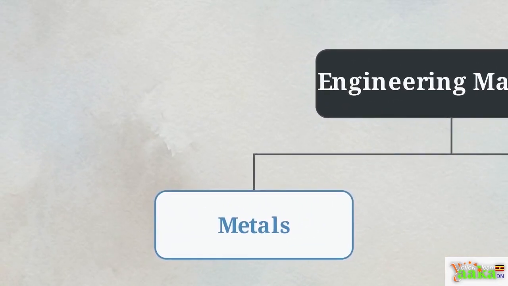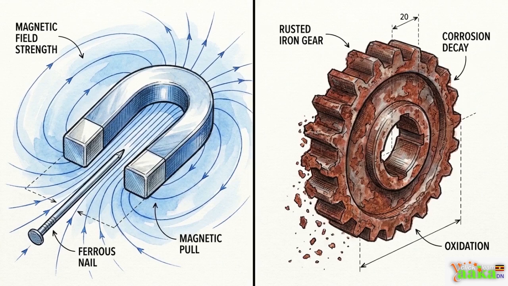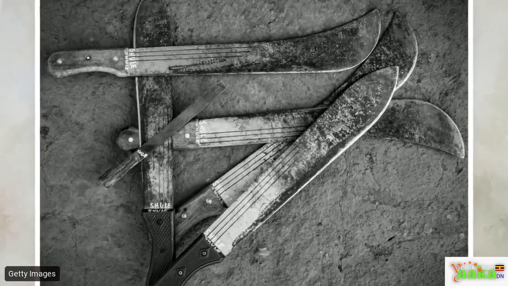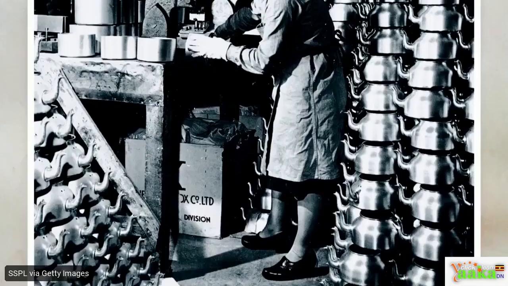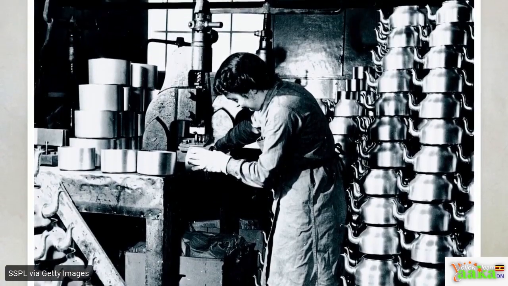Let's break down the metals branch first. We divide metals into two subcategories based on one key ingredient, iron. Ferrous metals contain iron. They are strong, magnetic, and if left unprotected, they will rust. Think of the heavy, durable steel used to make tools like these machetes. Non-ferrous metals, like aluminum and copper, do not contain iron. They are completely non-magnetic and highly resistant to rust, making them ideal for lightweight applications like these kettles.